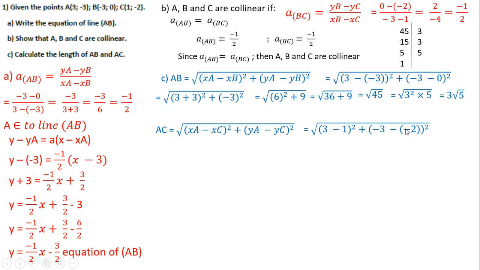Negative times negative is positive, and 3 minus 1 is 2. Now, -3 plus 2 is -1. -1 squared is 1. 4 plus 1 is radical 5. I cannot simplify it because radical 5 is already simplified.